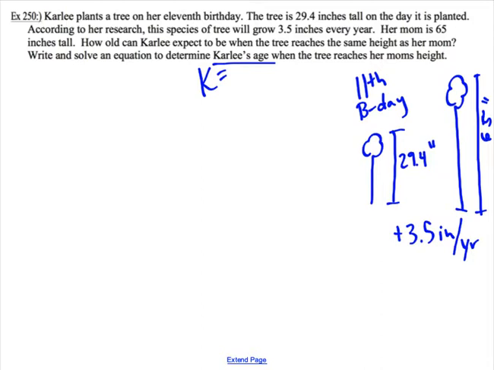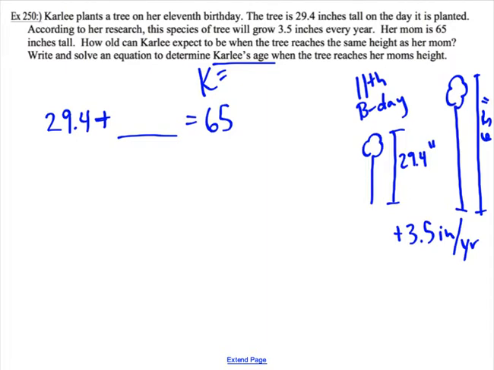So understanding the problem is important. We need to go from a 29.4 inch tall tree going up by 3.5 inches per year until we are at a 65 inch tall tree. So the setup on this problem, we are going to have a 29.4 inch tree, and it is going to increase until it is a 65 inch tall tree. Now, how are we going to represent the increase? The increase is 3.5 inches per year, and we need to multiply by the number of years.